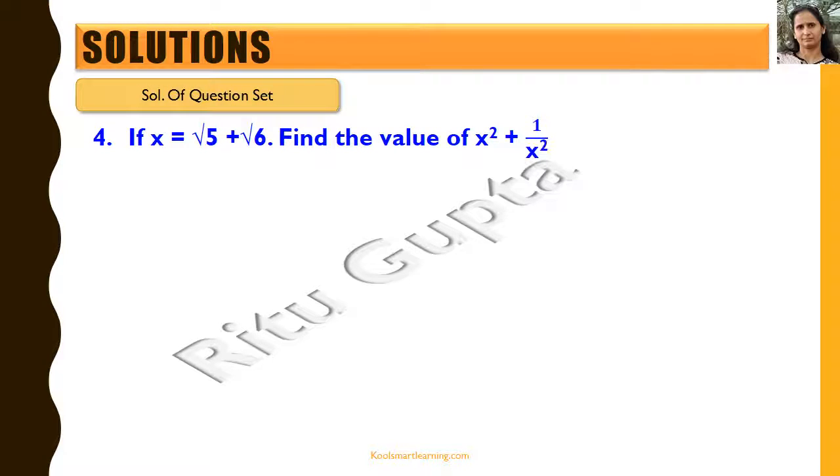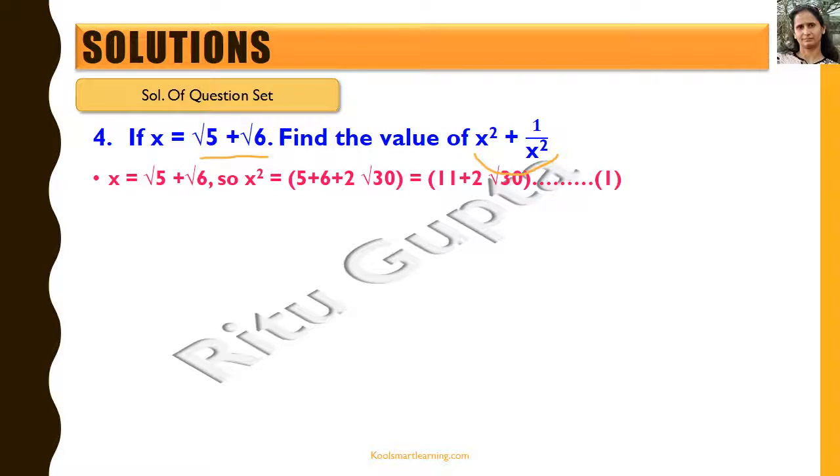So now let's look at question 4. If x is equal to root 5 plus root 6, we need to find out the value of x square plus 1 by x square. So the value of x is given to us. So we can simply find out the value of x square, which comes out to be, we use the identity where a plus b whole square is a square plus b square plus 2 into ab. So we get 5 plus 6 plus 2 root 30, which is nothing but 11 plus 2 root 30.